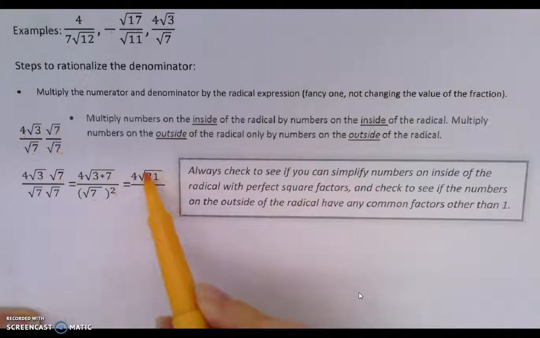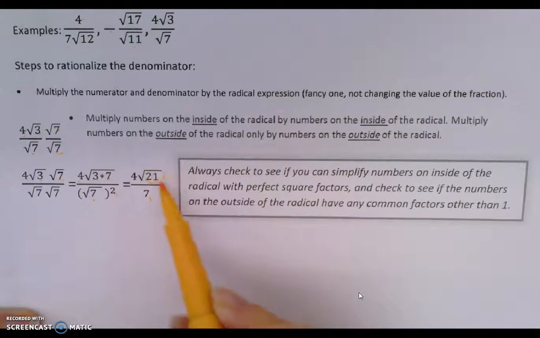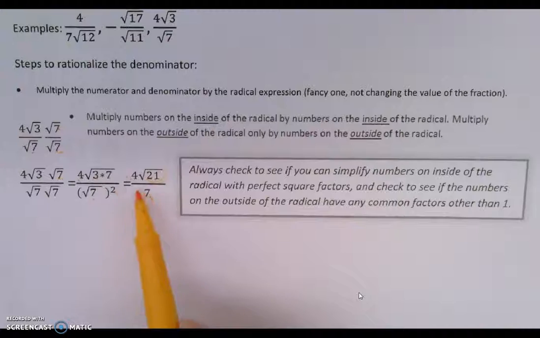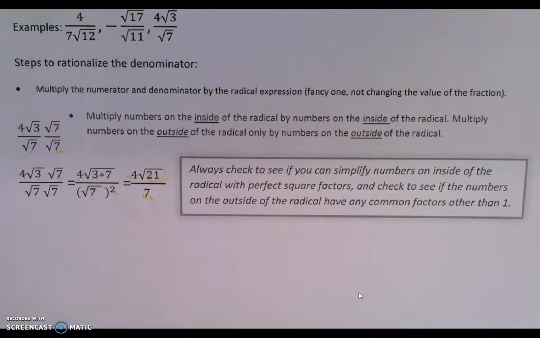Always check to see if you can simplify numbers that are on the inside of the radical with perfect square factors, and check to see if the numbers on the outside can be simplified if they have any factors that are greater than 1. So taking a look, let's move on to slide 13.